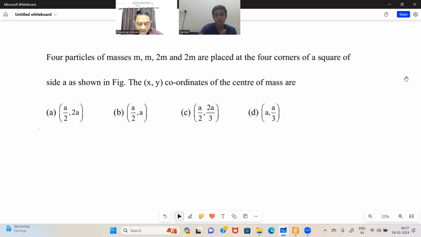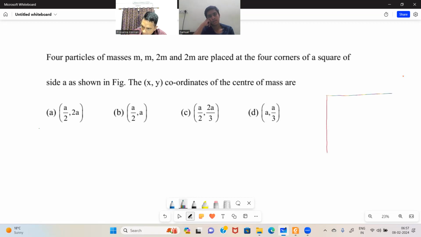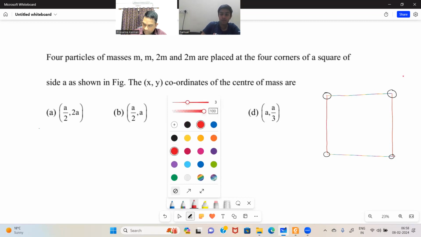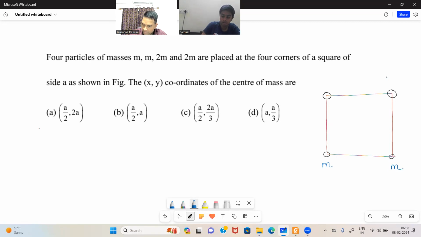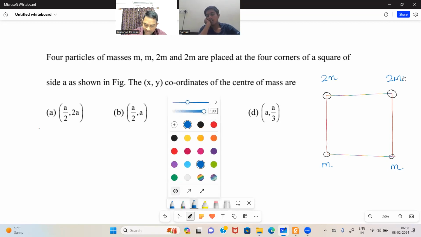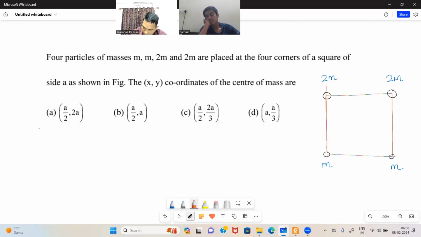So what is the question? 4 masses m, m, 2m, 2m are placed at 4 corners of a square. So I have a square, 4 corners, and I have 4 masses: m, 2m, and 2m. Clear, Samuel? Without any loss of generality, I can consider this as the y-axis and this as the x-axis, so that finding the coordinates will become easier. What is the side of the square? A. So this distance is A, this distance is A, this distance is A.